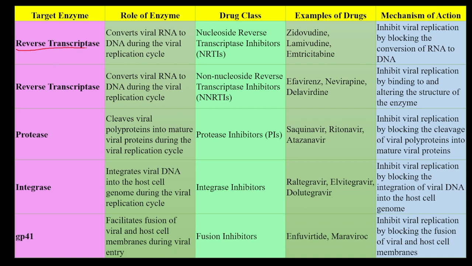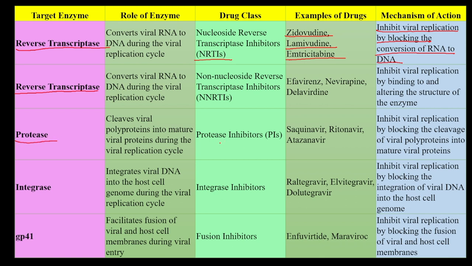So you can have the reverse transcriptase. You can use the nucleoside reverse transcriptase inhibitors. The examples are zidovudine, lamivudine, and entecavir, and they inhibit replication by blocking the conversion of RNA to DNA. Then we can also use the non-nucleoside reverse transcriptase inhibitors, and they inhibit replication by binding to and altering the structure of the enzyme.